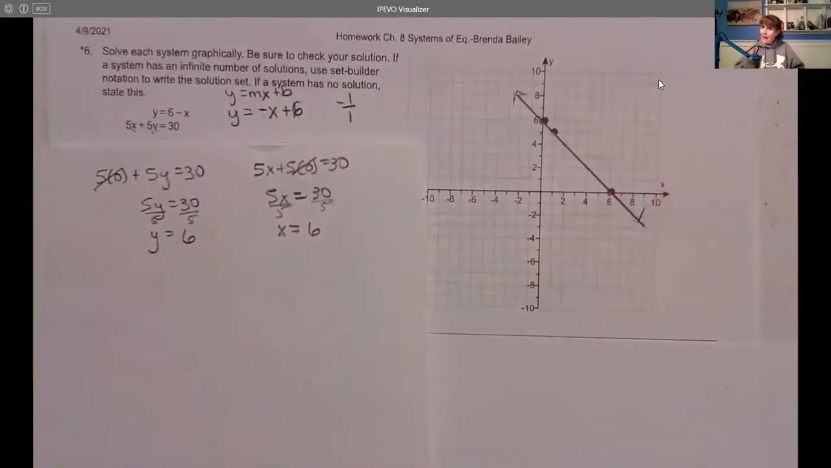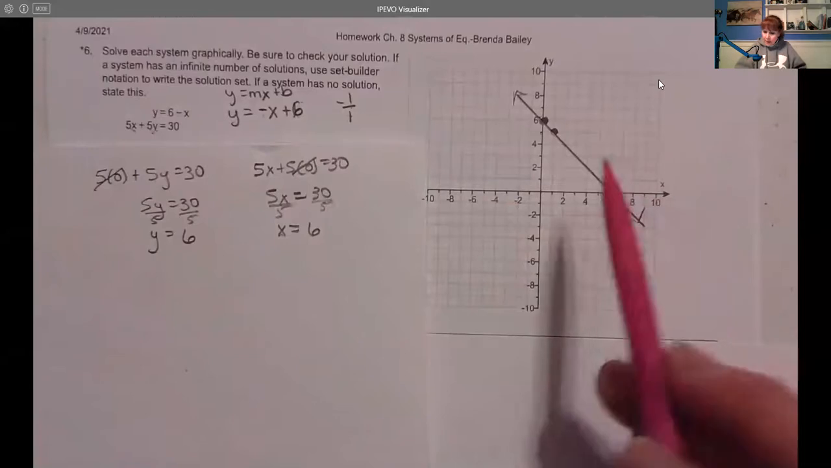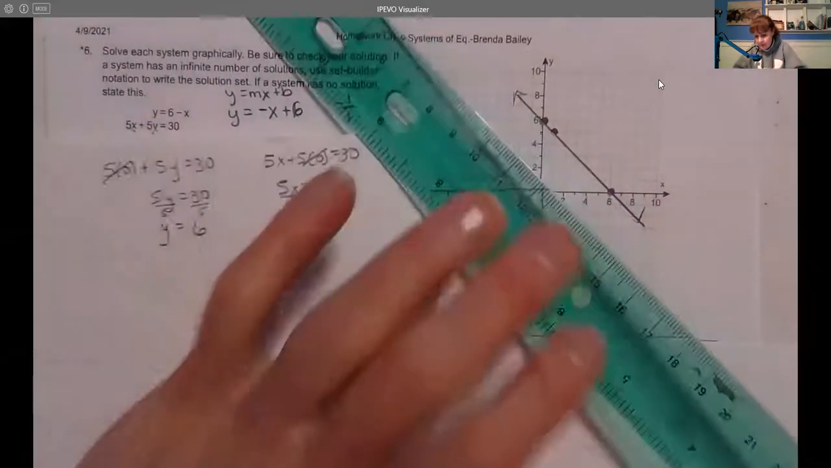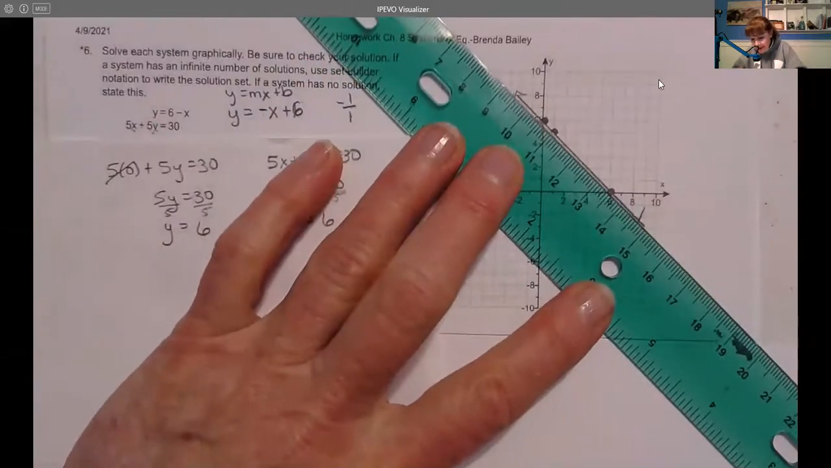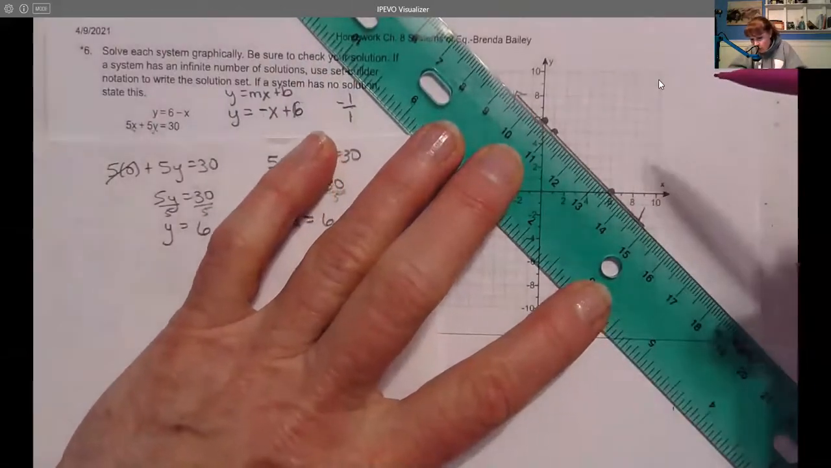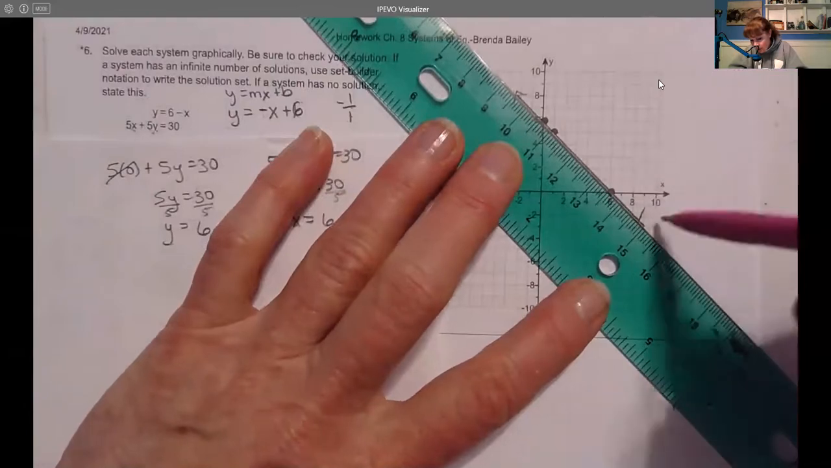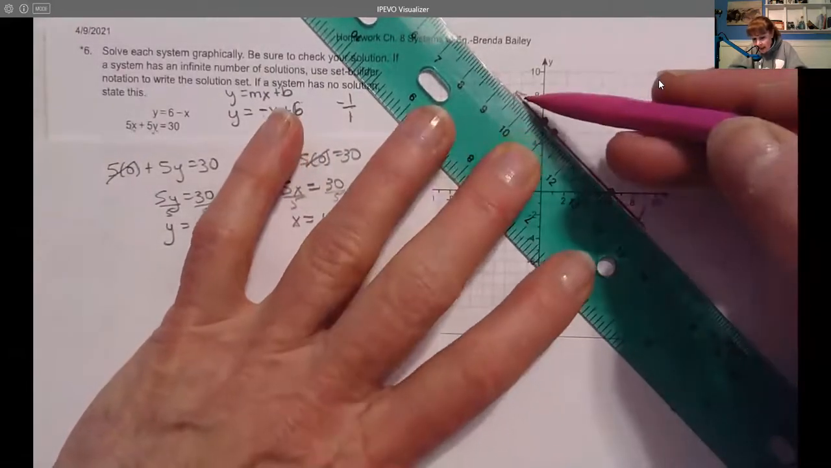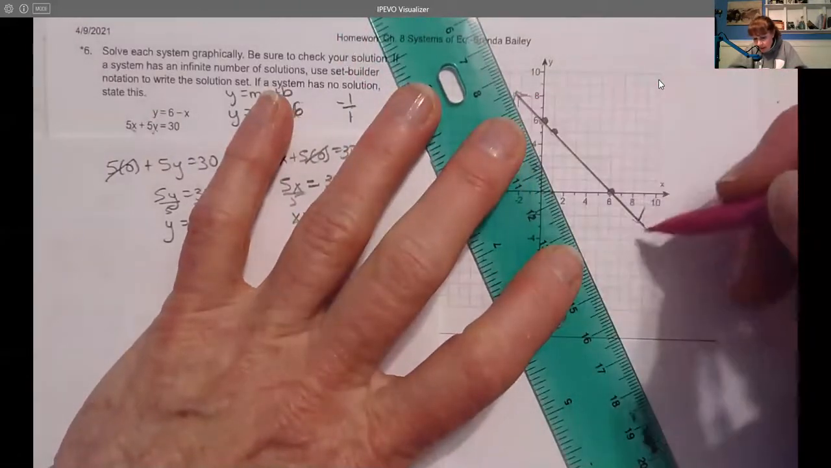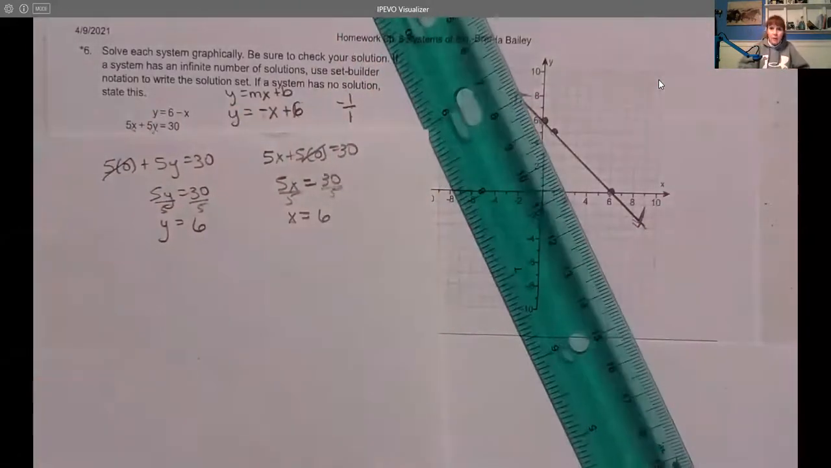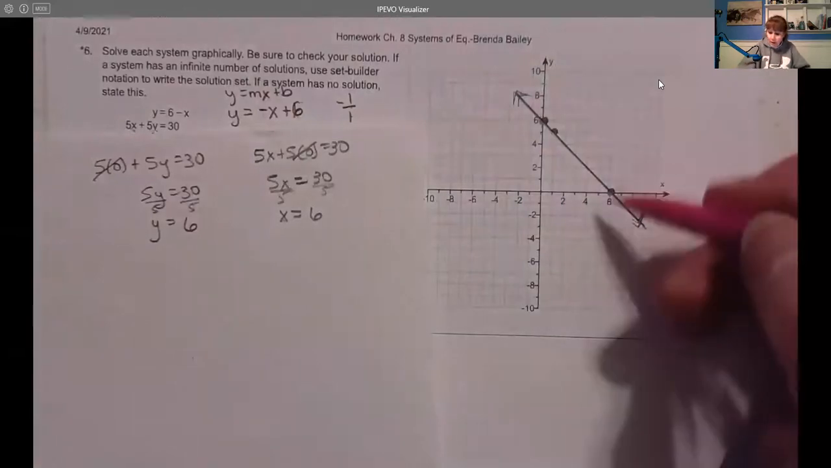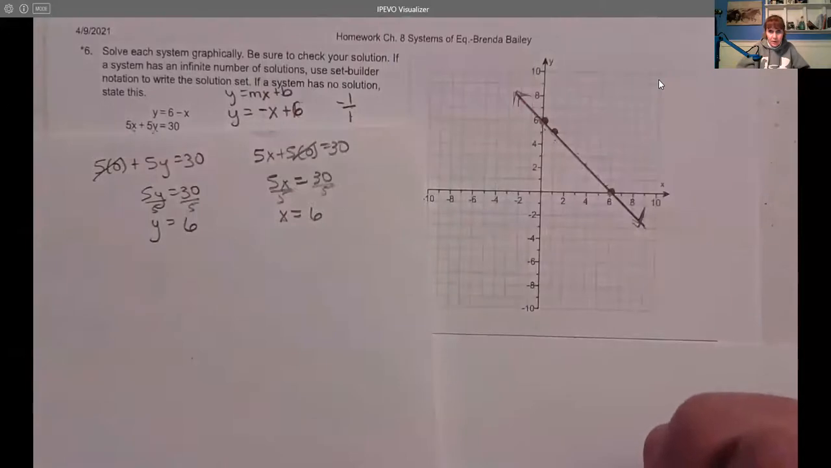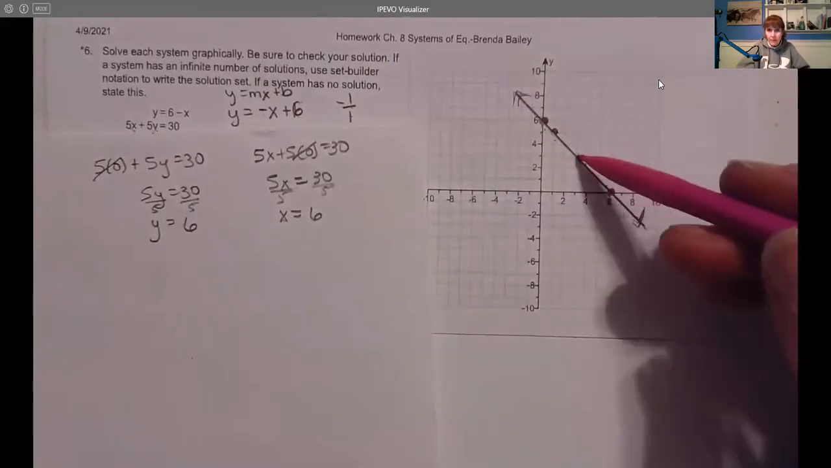So an interesting thing happens: when I connect these dots, I end up with the same line. So what does that mean when I want to know what point works in both of them? Well, it looks like any point on one line is going to work in the other one, no matter what. All of these points work in both equations, and there's an infinite number of them.